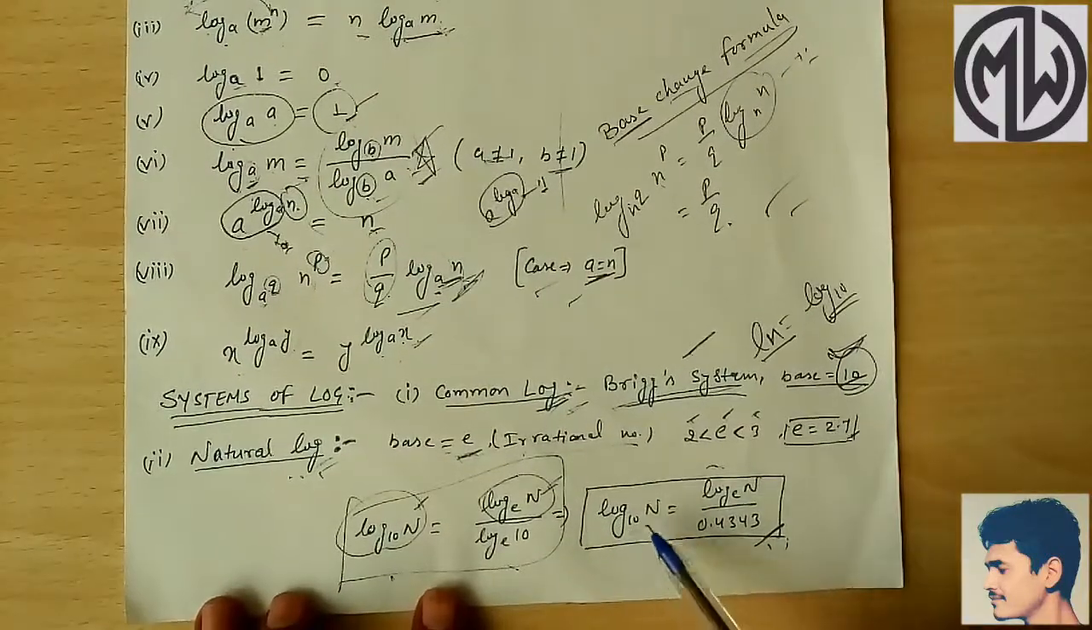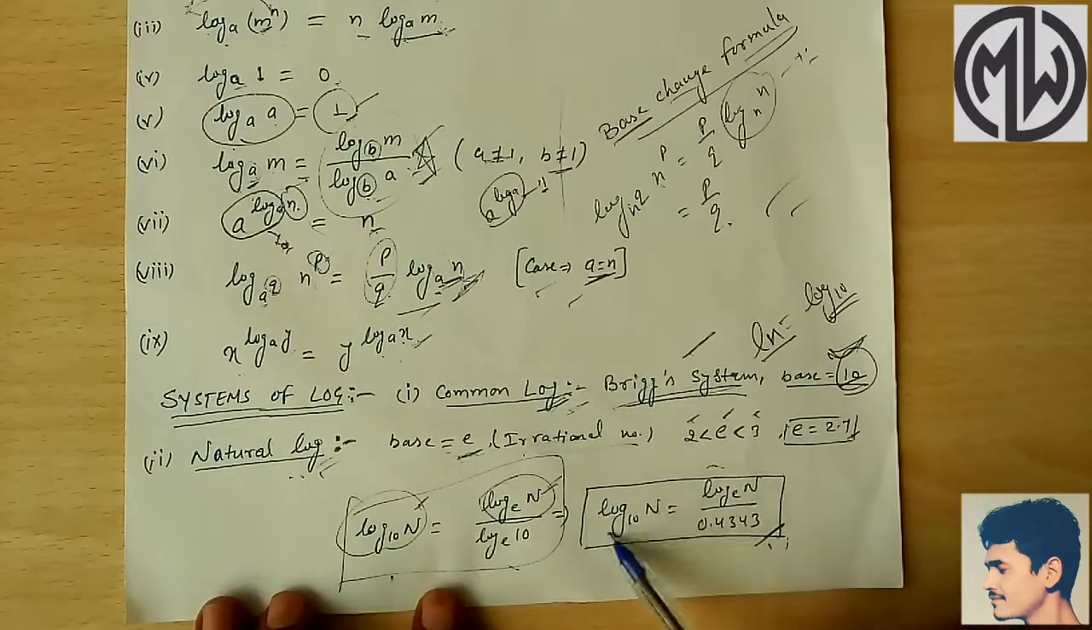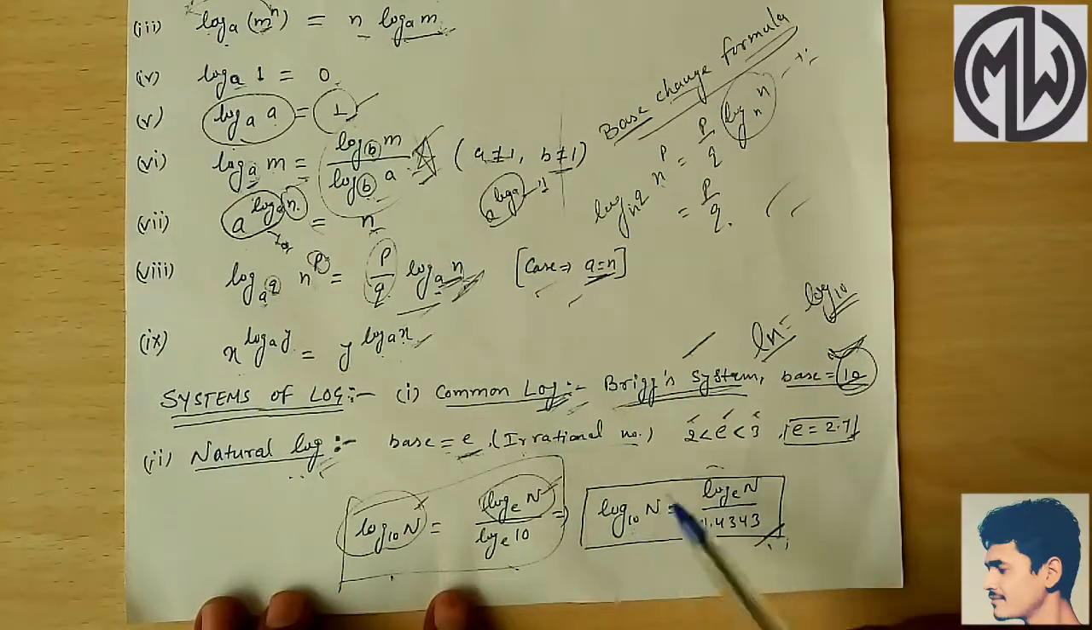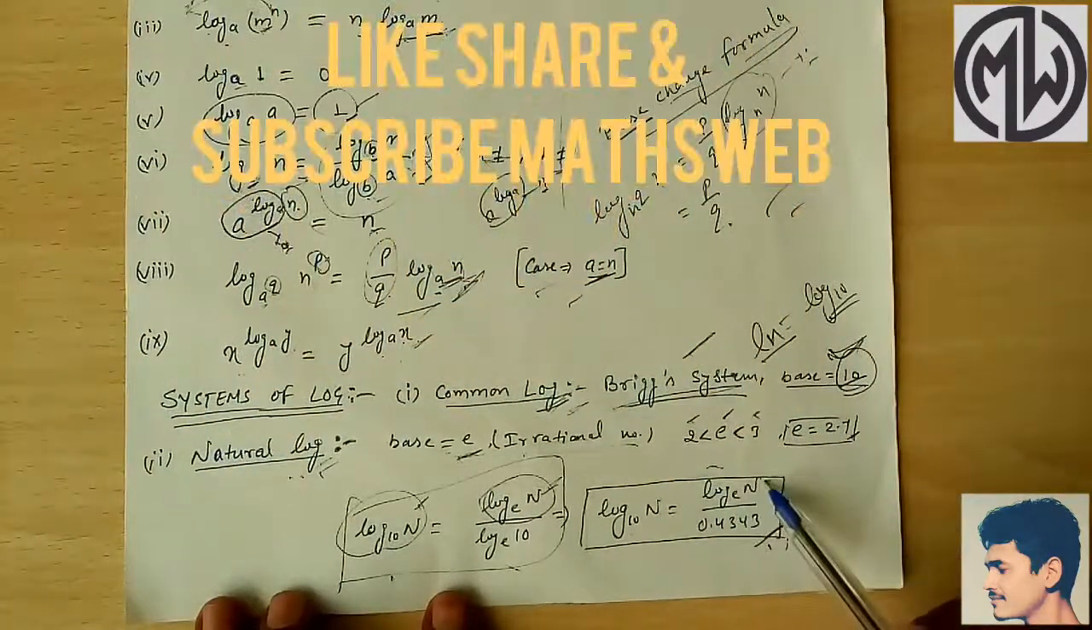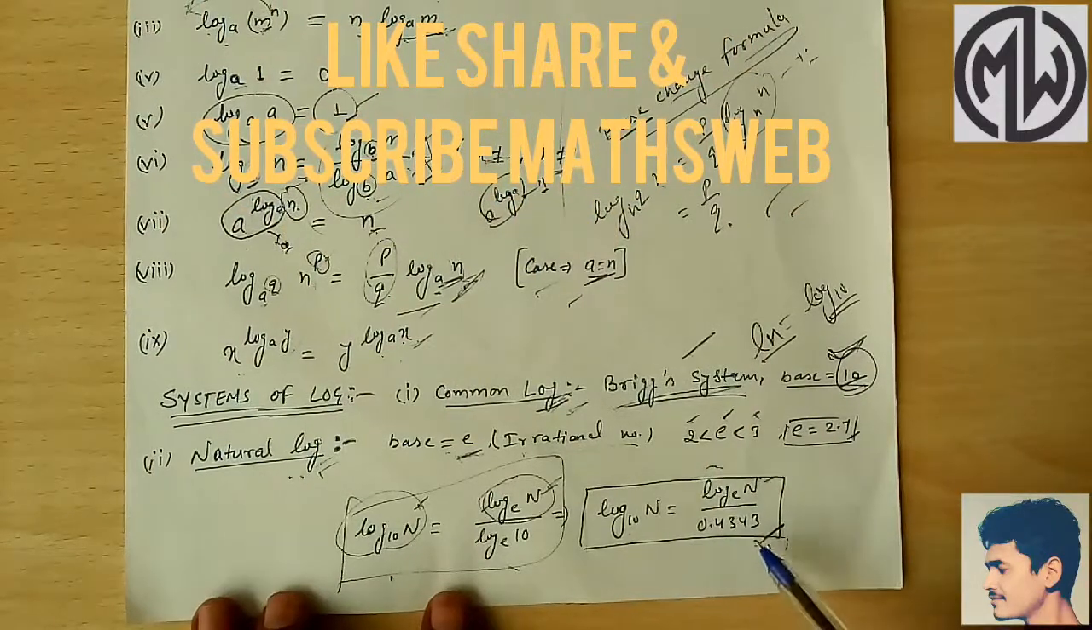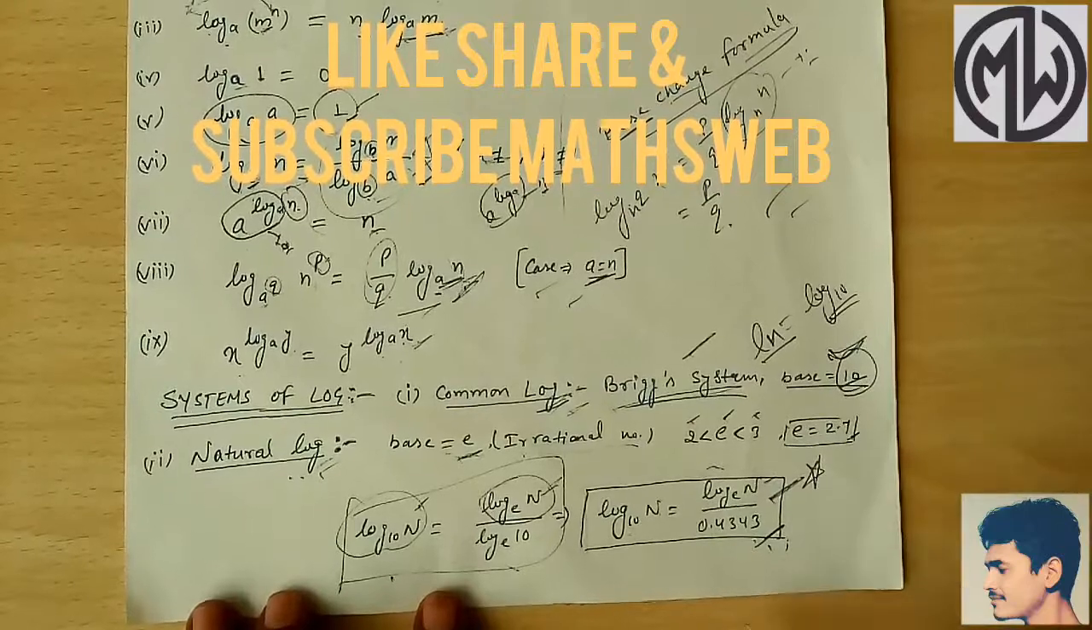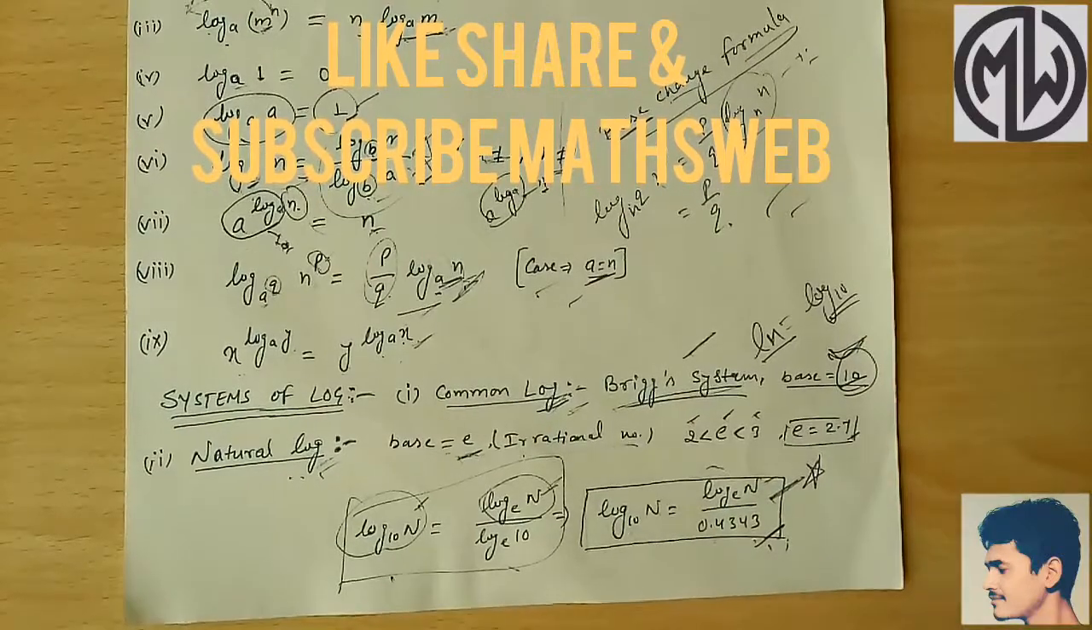Log n means this is the common log because the base is 10. So the common log of any number is equal to the natural log of that number divided by 0.4343. This is a very important relationship between common log and natural log.